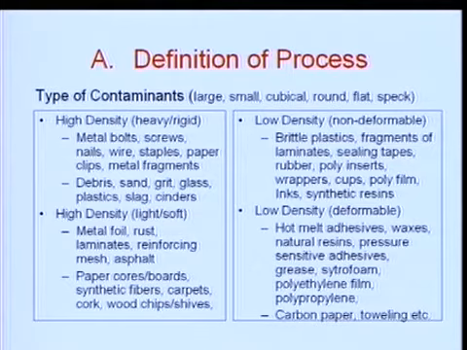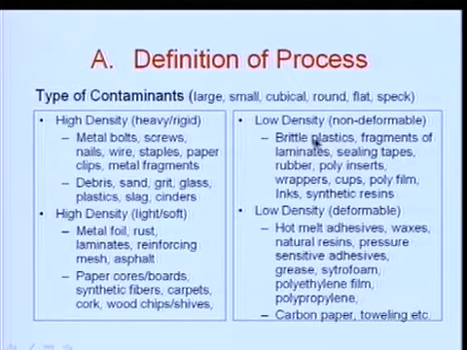High density, heavy and rigid contamination, and then there can be metals, staples, screws, paper clips, etc., and then debris, sand, grit, glass also. High density but light and soft could be metal foils, rust, reinforcing mesh, paper cores, boards, synthetic fibers. They are a little heavy. Carpets, cork.